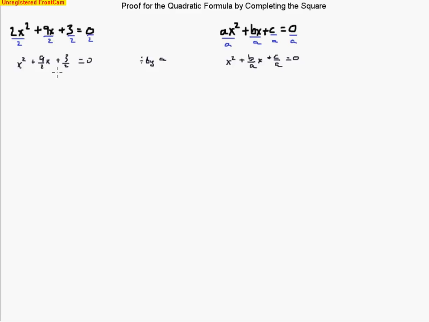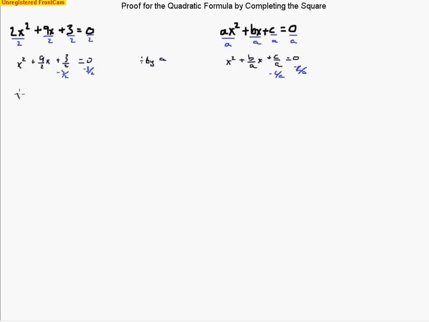And so I'm going to minus the 3 over 2. Over here, I'm going to move this term over to the other side so I can complete the square. So I'm subtracting that c over a. So subtracting the c over a from both sides. And so we can go ahead and rewrite what's left over.